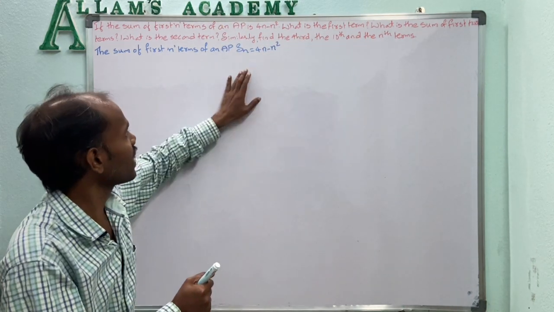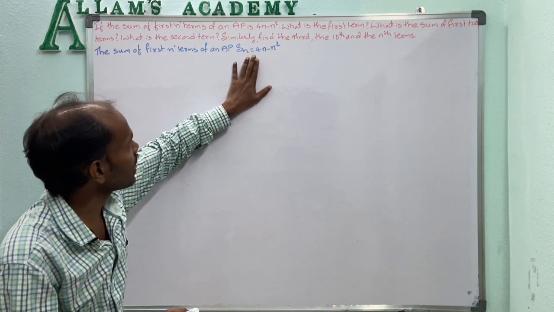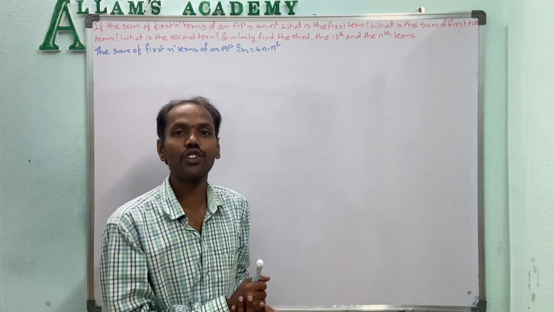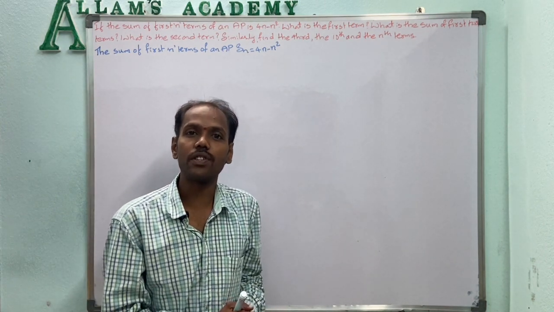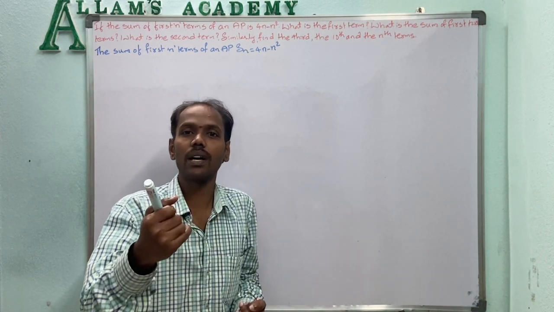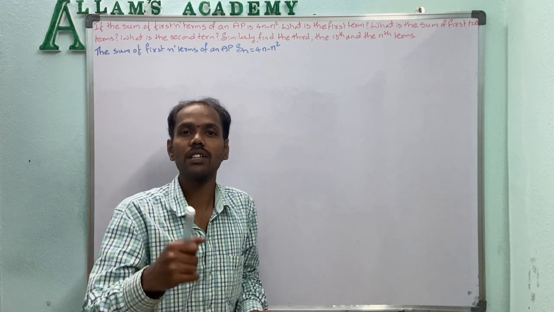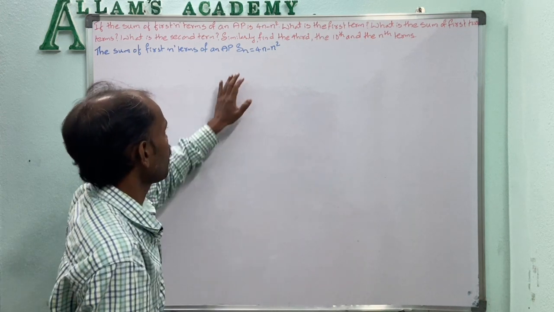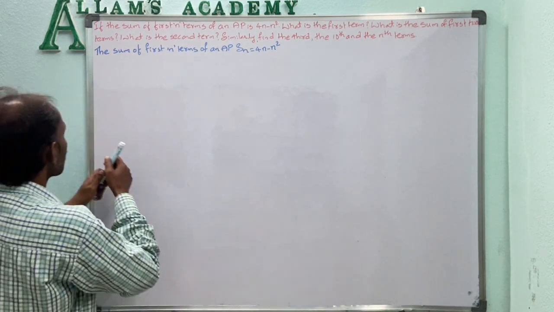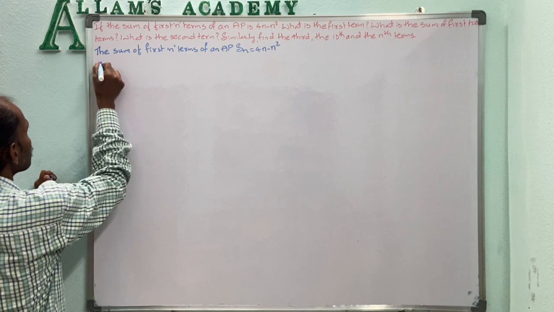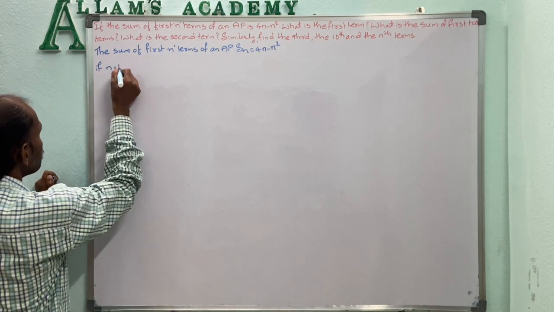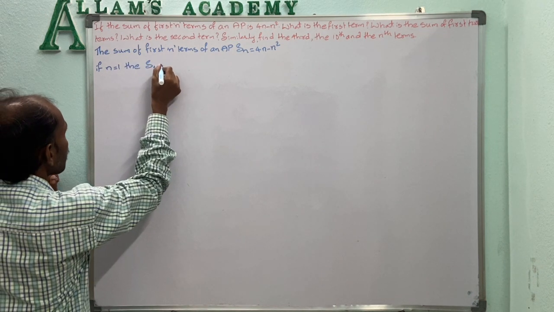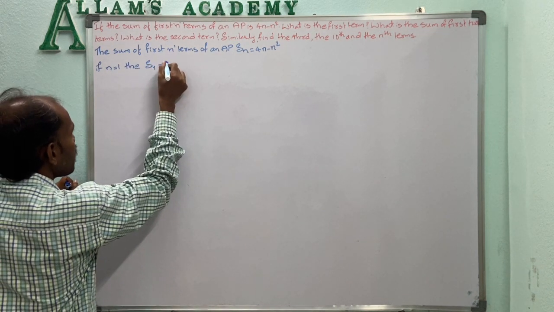That means in Sn equal to 4n minus n square, in the place of n we substitute 1, 2, 3 and so on. We get the sum of the first term, the sum of the first two terms, the sum of the first three terms and so on. So, if n equal to 1, then that is S1. S1 means sum of the first term.